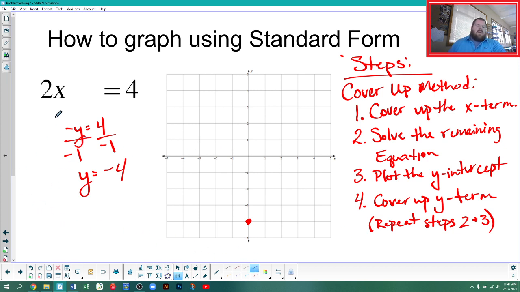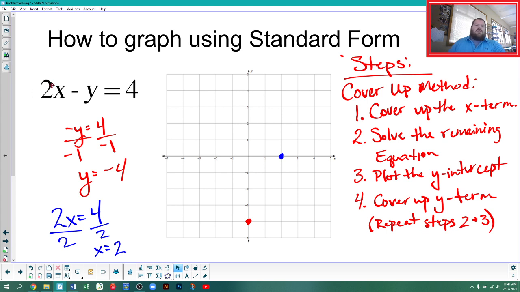So now I'm looking at an equation that says 2x equals 4, and I want to solve that equation by dividing by 2 on both sides. Gives me that x is equal to 2. And I'll plot that x-intercept this time. It's not a y-intercept, it's an x-intercept. So then looking at my original equation, this 2x minus y equals 4 gives me this line right here.